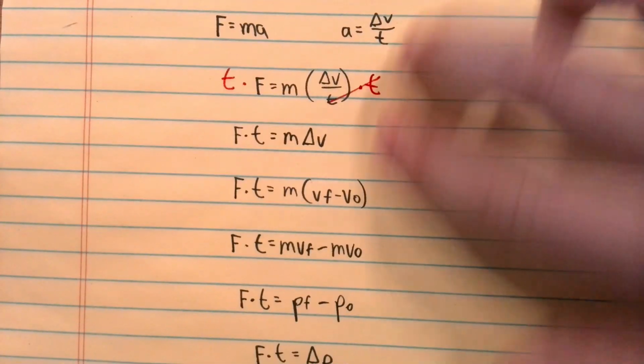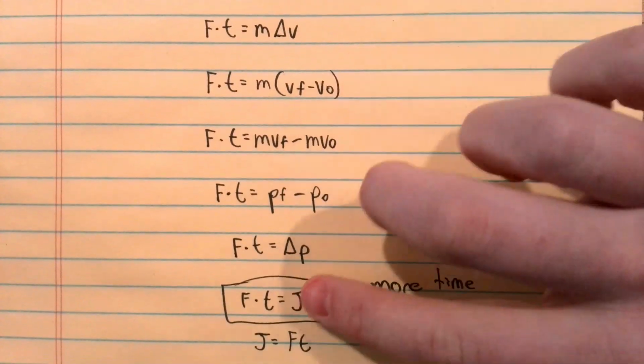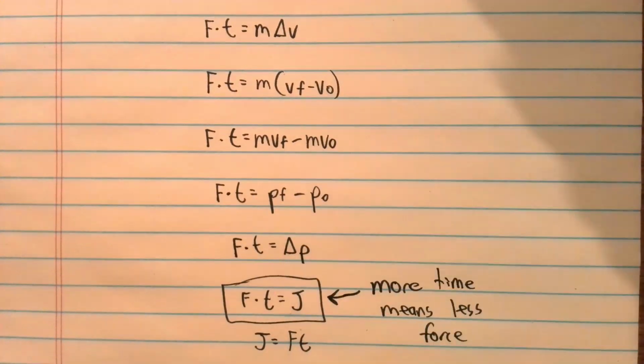Don't worry so much about this derivation. That's just fun. More important is to remember that and to remember that J equals delta p.